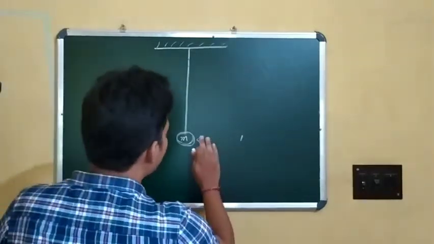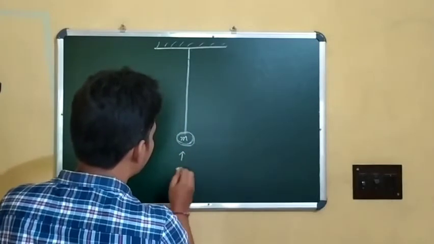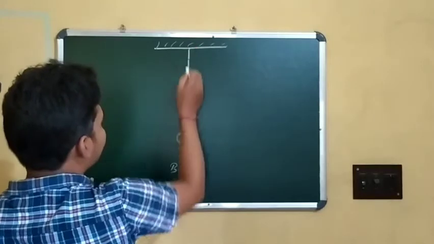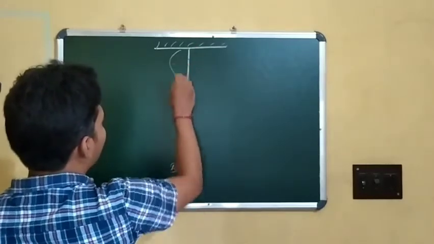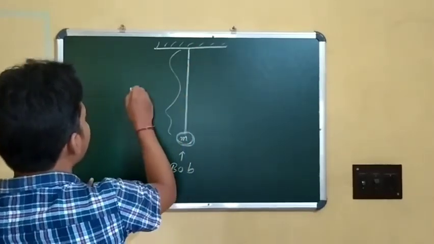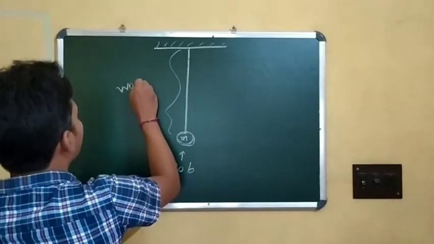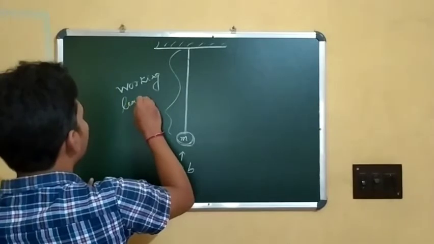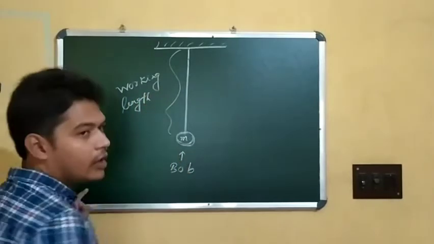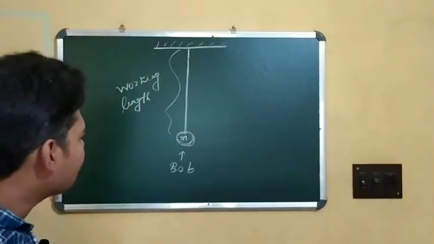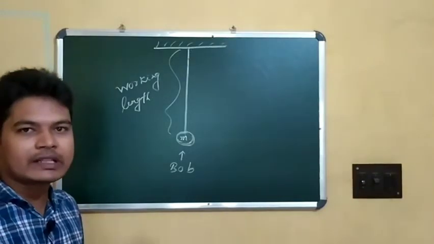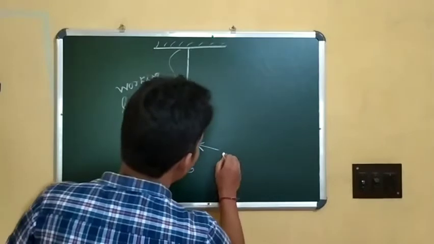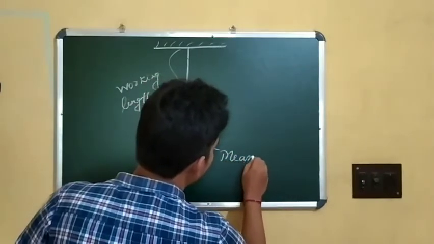So m is the bob. The length from the attached portion to the middle of the bob is called the working length. Now the position at which the bob is fixed or stable is called the mean position.